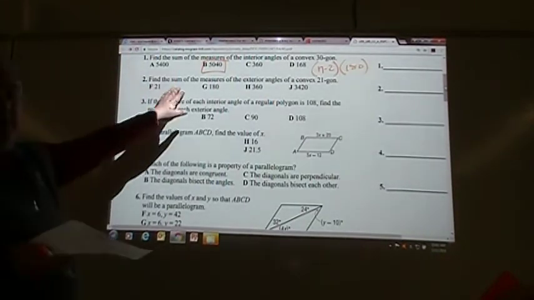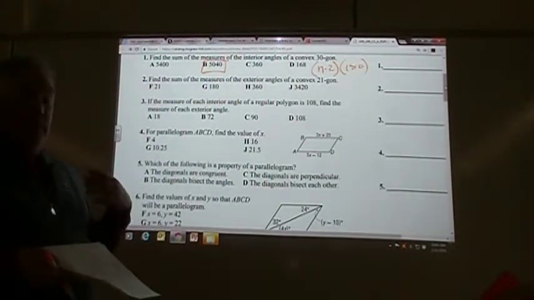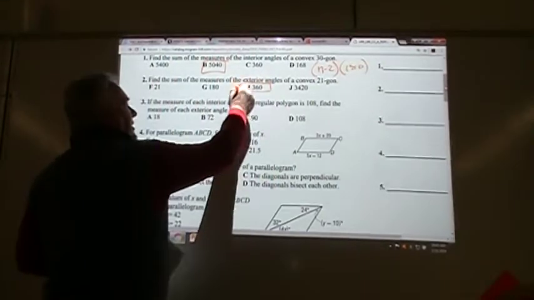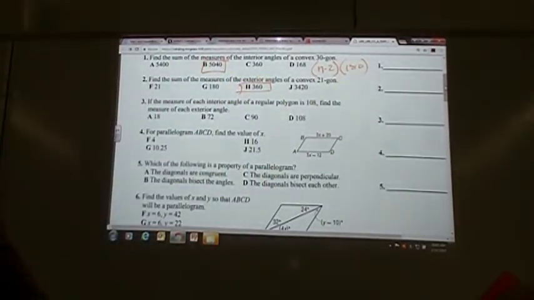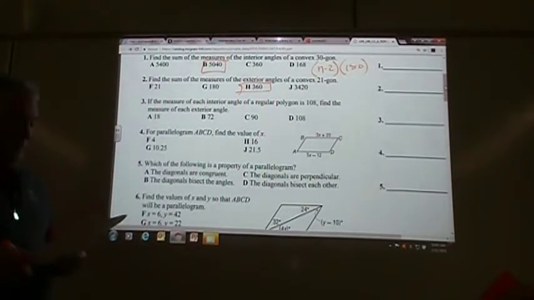Number two, sum of the measures of the exterior angles. Okay, this one you don't even have to do any math. You just have to know the rule. And for exterior angles, the rule is, it doesn't matter how many sides the figure is, they're going to add up to 360. Okay, so H for number two.